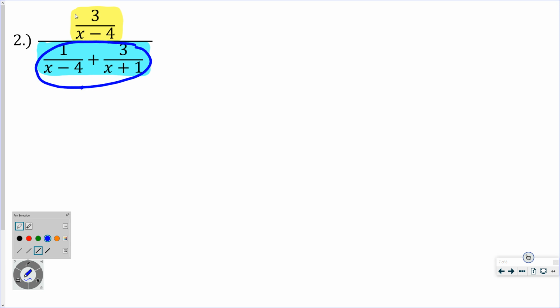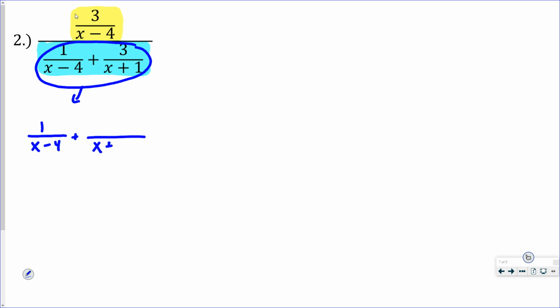So all I really need to do is work my denominator. I'm just going to come right down here and do that. So I have 1 over x minus 4 plus, this is a good review from yesterday too, 3 over x plus 1. So I have to find an LCD. My denominators are already factored. So what would my LCD be here? x minus 4, x plus 1. Good job, Sid. Yep, a combination of both my denominators.